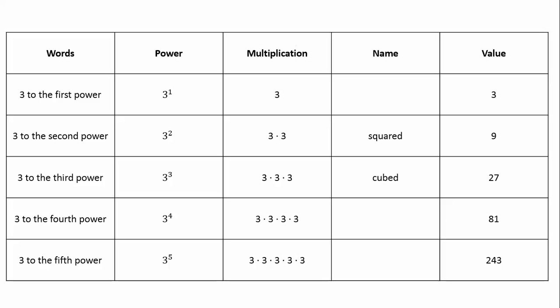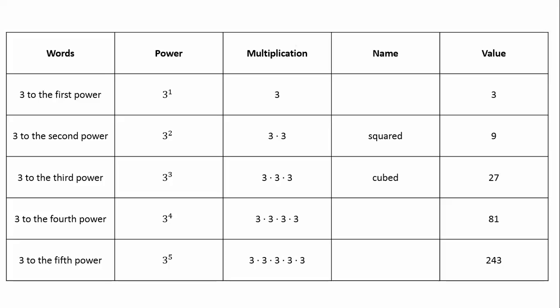3 to the third power would be the base of 3 and the exponent of 3. In multiplication, it is 3 times 3 times 3, or 3 multiplied by itself 3 times. There's another nickname for this exponent, and that's cubed. Anytime something is raised to the third, we say it's cubed. The value of 3 times 3 times 3 is 27.